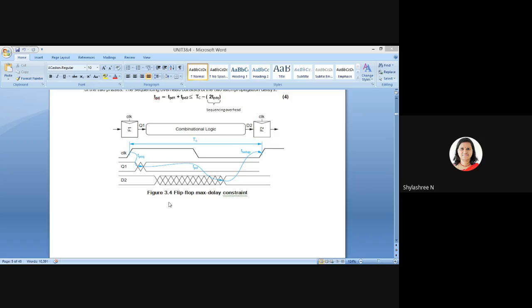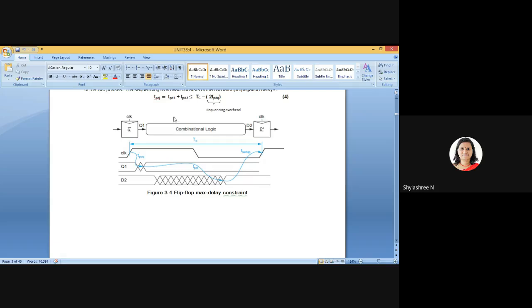Okay, so let us take an example of flip-flop based maximum delay constraints. You can see the circuit diagram. This is the maximum delay constraints on a flip-flop based method, from one flip-flop to the next. Here I'm assuming ideal clocks, there is no skew. I'm going to discuss what clock skew and time borrowing mean in the next class, because later in unit 2 or unit 3, you'll already know the concept.